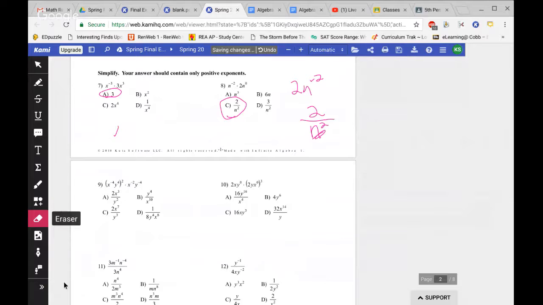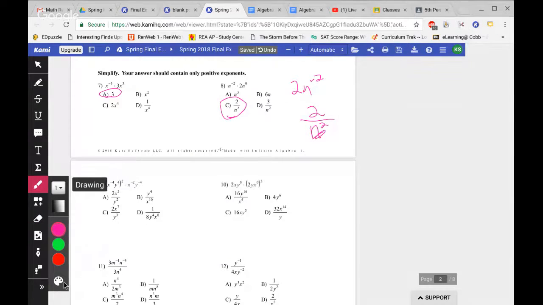All right, now on number 9, you want to go ahead and distribute that 2. When there's a power to a power, you multiply. So when you're multiplying exponents, you add the exponents. When you're dividing exponents, you subtract them. And when it's a power to a power, you multiply. So we're going to distribute this 2 right here to everything inside the parentheses.